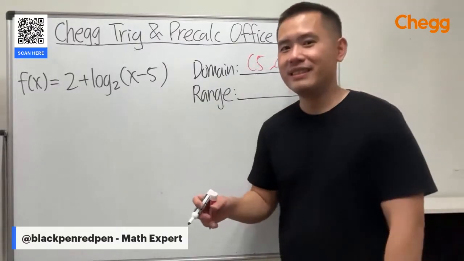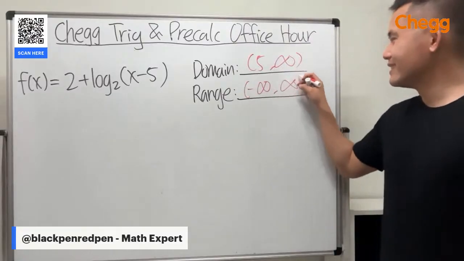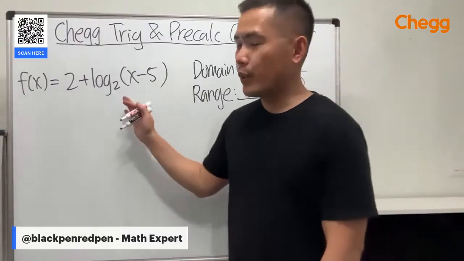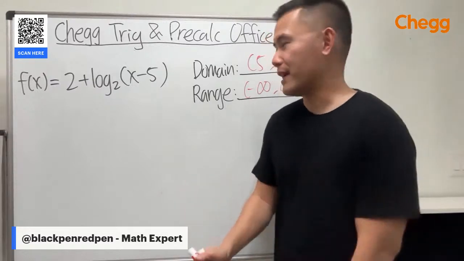Range, just all real numbers. Just all real numbers. Yeah, you don't have to do too much work for that. You can do a quick graph, and let's just go ahead and get a final graph, right?